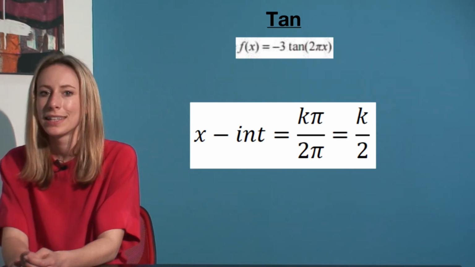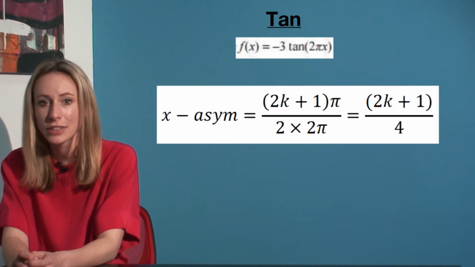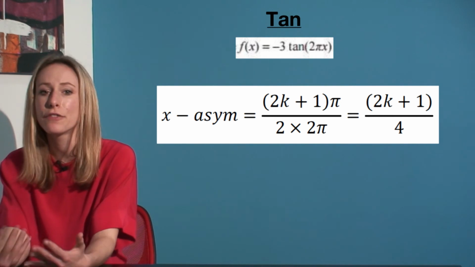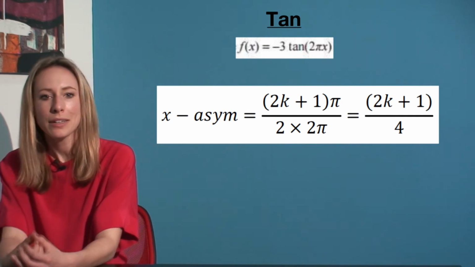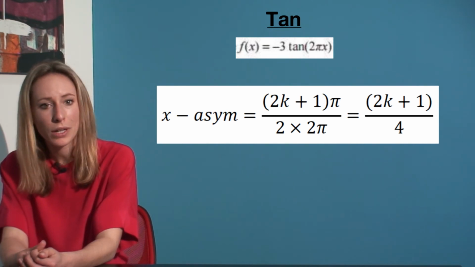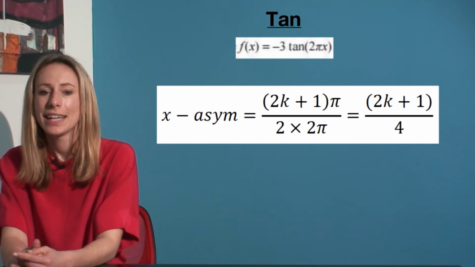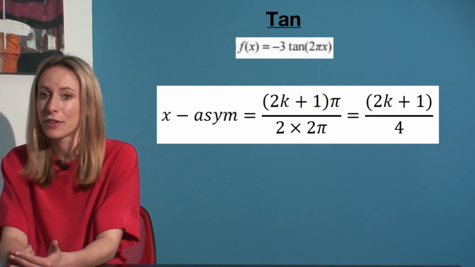Now, to find our x-asymptotes, we apply the same dilation factor of a half to the x-asymptotes, which gives us the following. Here, k is again any whole integer number, so there will be an asymptote at negative a quarter, 3/4, and so on.